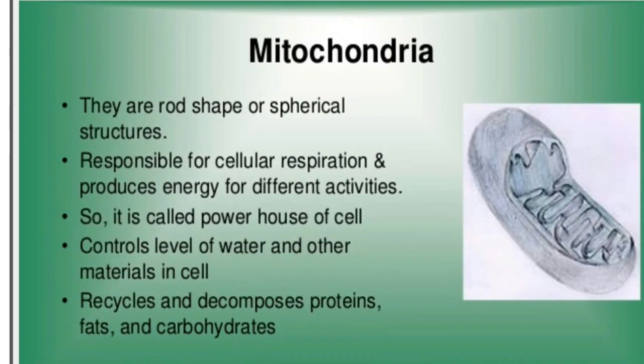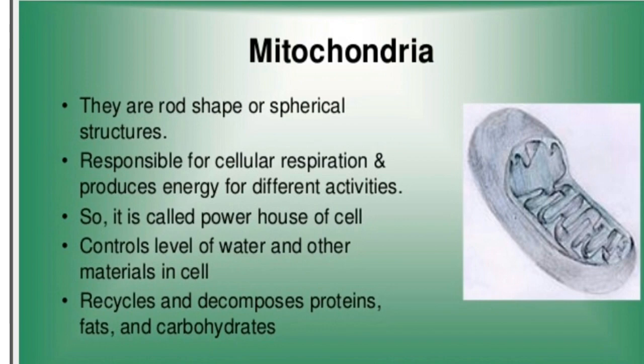Then we have plastids, present only in plants, and they are colored bodies. There are three types: chloroplast, chromoplast and leucoplast. Leucoplasts are colorless and store proteins and fats. Chromoplasts are colored, present in fruits and flowers, and chloroplasts are green. They contain chlorophyll and are known as the kitchen of the plant cell.